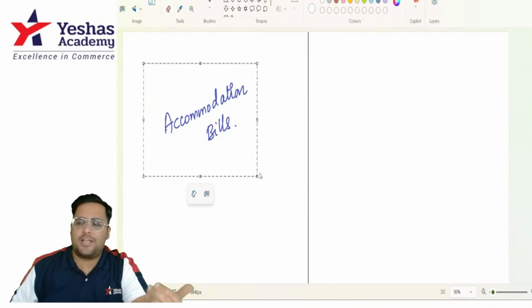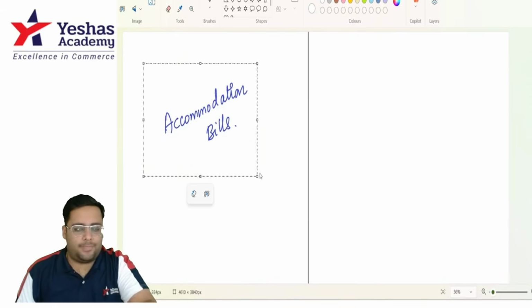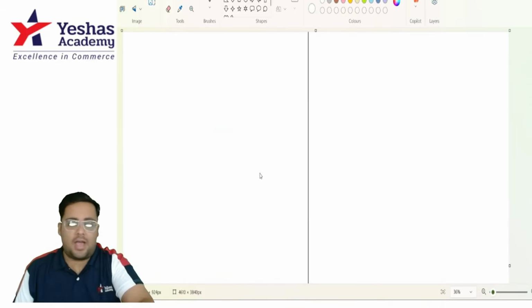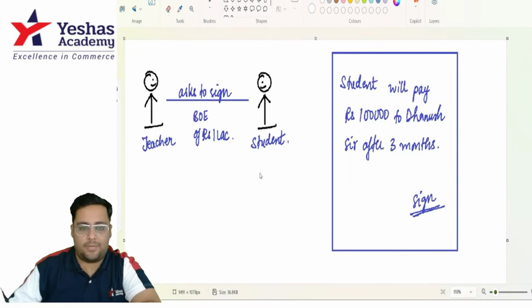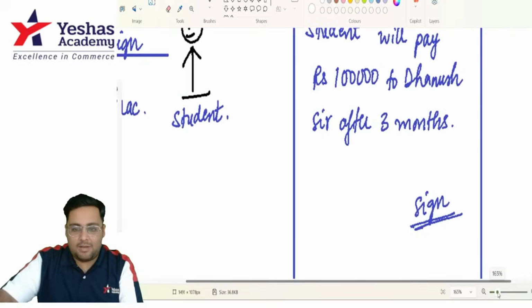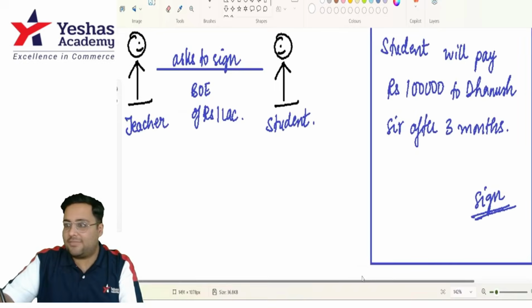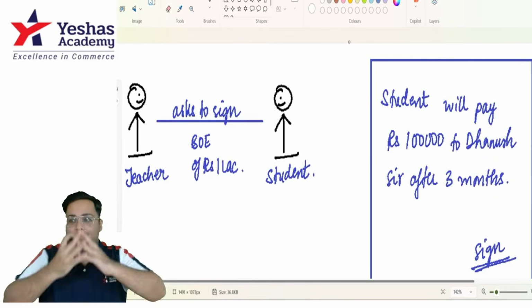Let us come down to today's point of discussion, which is relating to accommodation bill. What do you mean by accommodation bill? Let us understand in the form of a story. I've taken two parties today. We don't have A and B on the screen. The two parties that we have today are teacher and student, Dhanush sir and you.